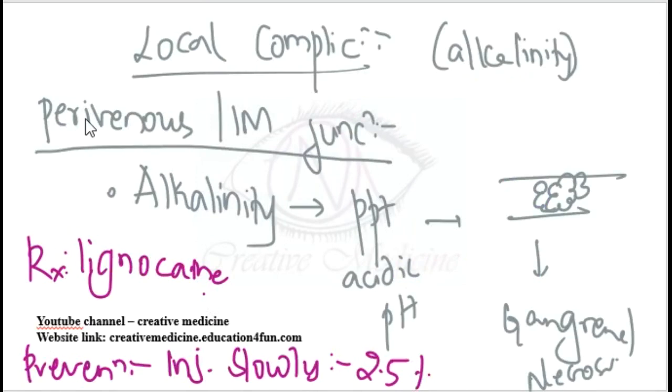Local complications of the thiopentone sodium are mainly because of alkalinity. Two types: one, perivenous or IM injections; second, intra-arterial injections. In perivenous or intramuscular injections, because of the alkalinity, the thiopentone sodium will precipitate in acidic pH, resulting in blockage of microcirculation, leading to gangrene and necrosis. Treatment of this gangrene or necrosis is by giving lignocaine. Prevention is to inject slowly as a 2.5 percent solution.